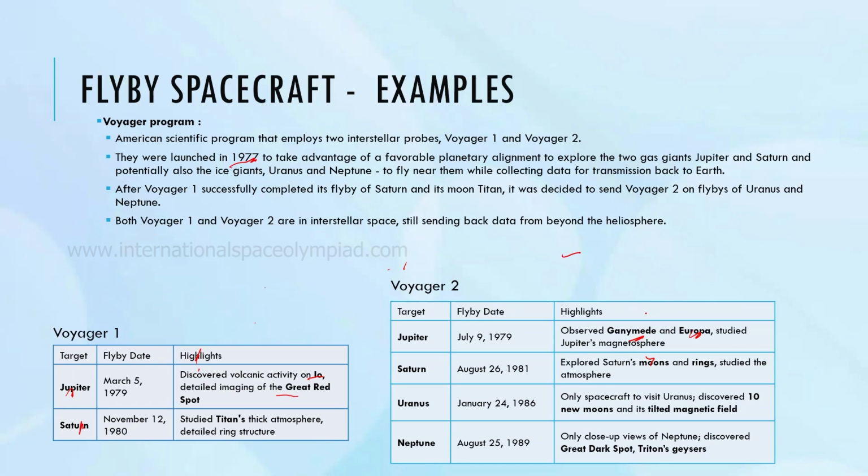Then it explored Saturn's moons and rings. Then it was the only spacecraft to visit Uranus, discovering 10 new moons and its tilted magnetic field. It also gave the only close-up views of Neptune, discovering the Great Dark Spot, Triton's glacier, and many other things. That is Voyager 1 and 2. So if you want a perfect example of a flyby mission, this is the best one.